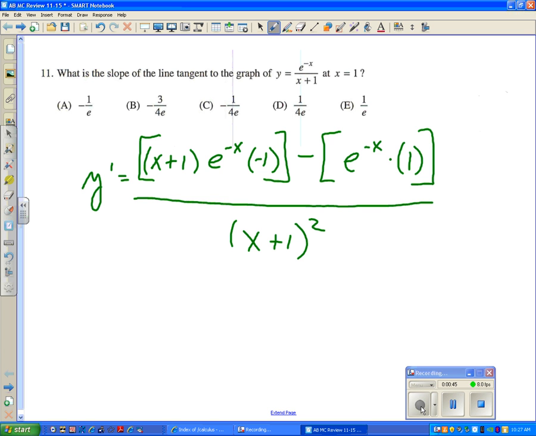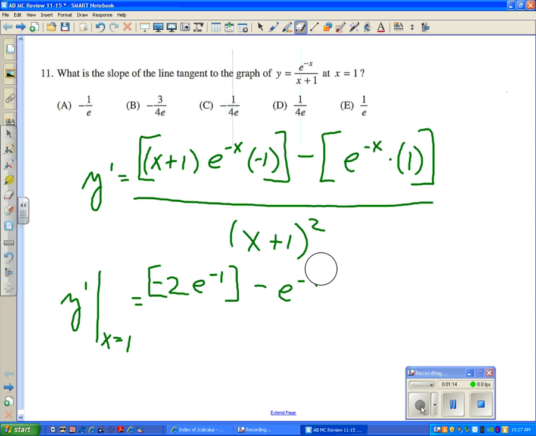Now we need to evaluate this at 1. That is, we need to say, what is this derivative when x equals 1? So that would equal, up top, we've got 2 times e to the negative 1 times a negative 1. So that'll come out of that first term, a negative 2 e to the negative 1. Then we have minus another e to the negative x, or e to the negative 1, excuse me, when we put 1 in for x. And then in the bottom, we've got 1 plus 1, or 2, and 2 squared is 4.